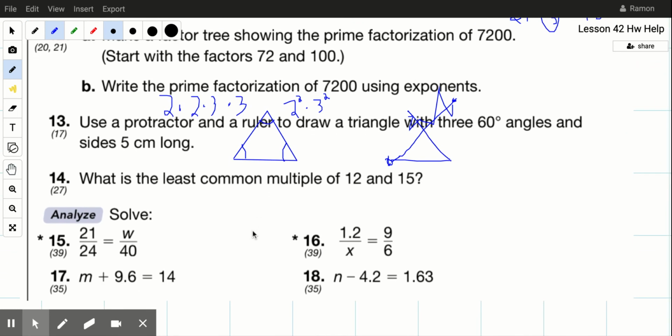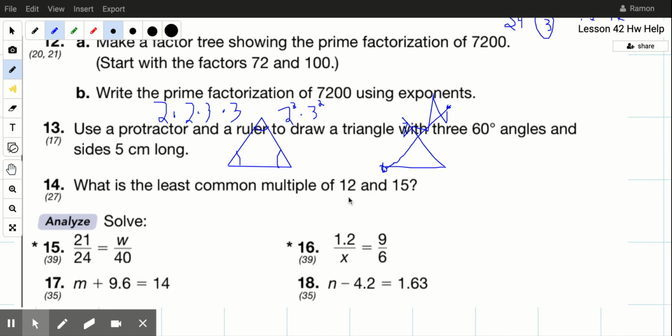and then erase the portions that are extra. What is the least common multiple of 12 and 15? So let's find the prime factorization. So for 12, that's 2 times 2 times 3. For 15, it is 5 times 3. Then we take the largest group for each unique factor: 2 times 2, 3, and 5. So 4 times 3 is 12. 12 times 5 is the least common multiple.